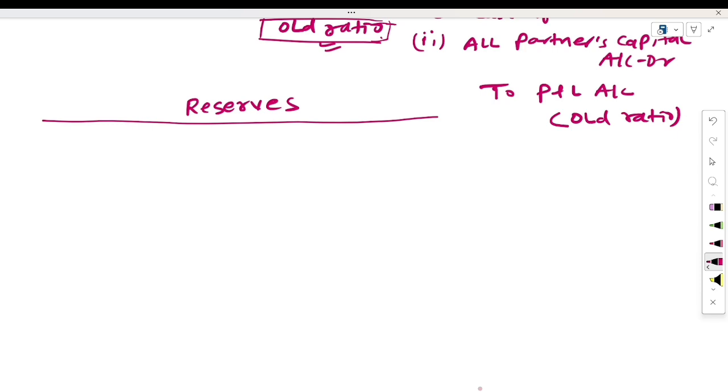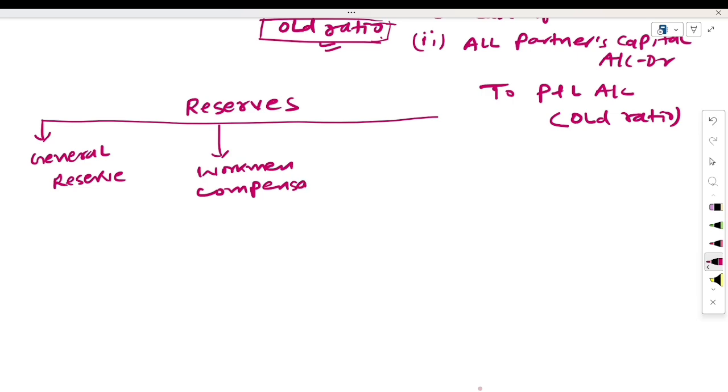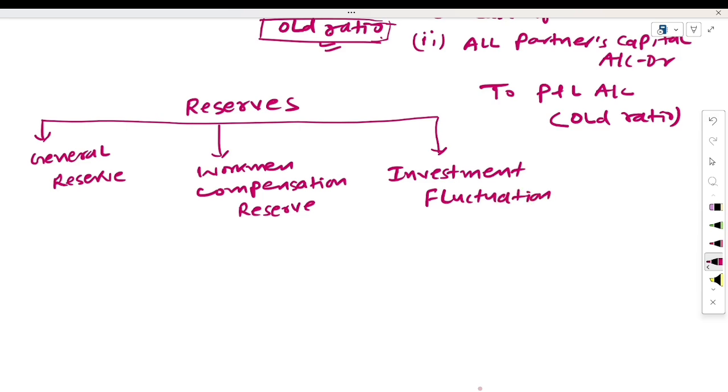Here we will understand three types of reserve. First one is general reserve, second is workmen compensation reserve, and third is investment fluctuation reserve.